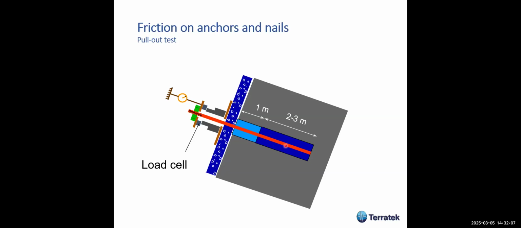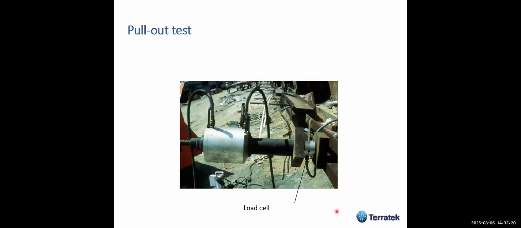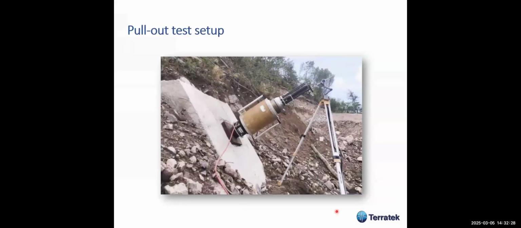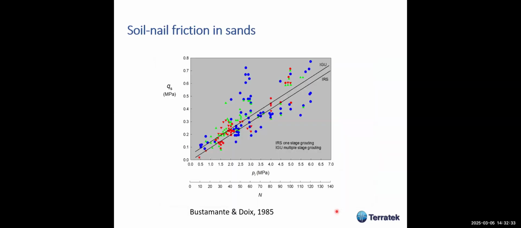And what you want to do is a pull-out test, in which you extract the nail or the anchor in order to obtain the value for friction. Okay, and this is a typical setup. With the jack and the load cell, you're doing a test, and another one, the same, jack, load cell, etc., etc.